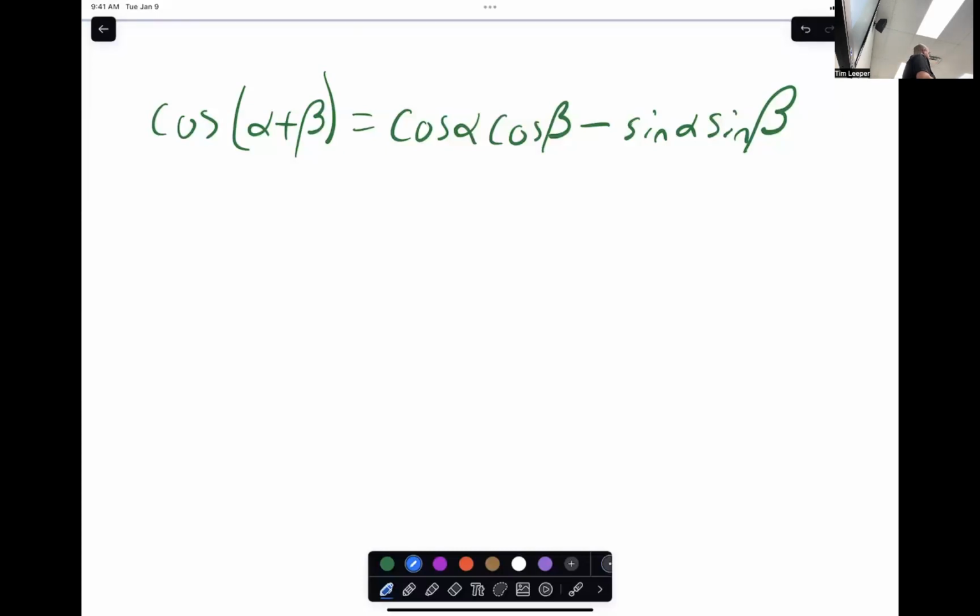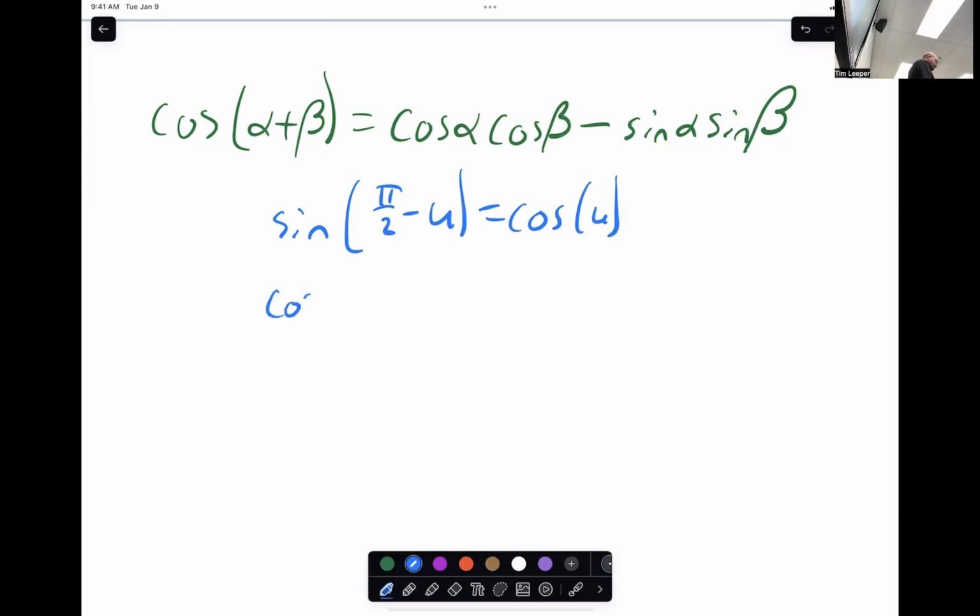Here's the thing, though. There is a cofunction identity. The cofunction identity says that the sine of pi over 2 minus u is equal to cosine of u, isn't it? Yeah. Well, what about cosine of pi over 2 minus u? What's that equal to? Sine of u. So I'm going to use this second one here. Notice that up here, I'm going to use u as alpha plus beta. So u is going to be this entire alpha plus beta.